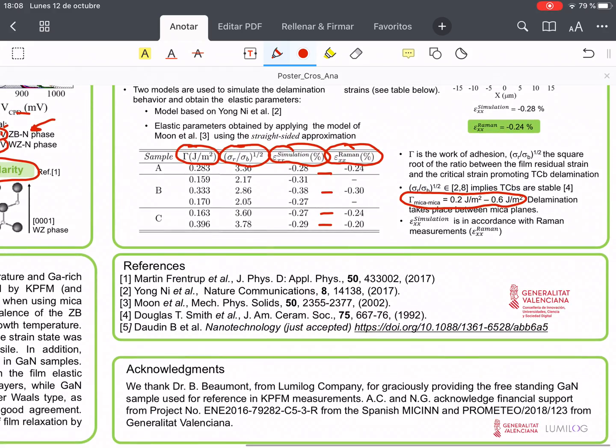If you want to know more about this work, you can go to this reference here in Nanotechnology, which has been just accepted.